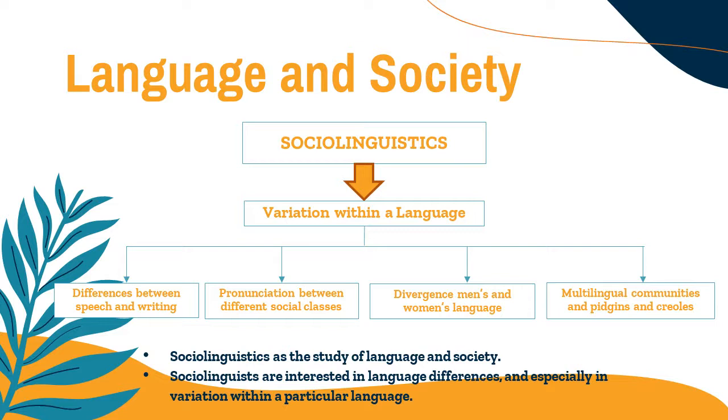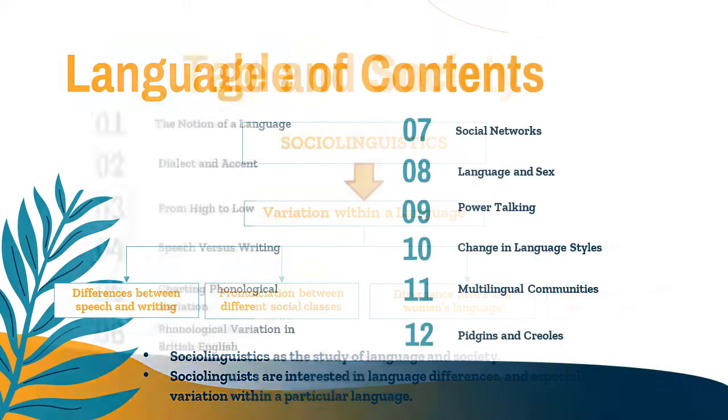within a language. It looks at differences between speech and writing, pronunciation between different social classes, divergence between men's and women's language, and multilingual communities and pidgins and creoles. Social linguistics is often defined as the study of language and society. Social linguists are interested in language differences, and especially in variation within a particular language.